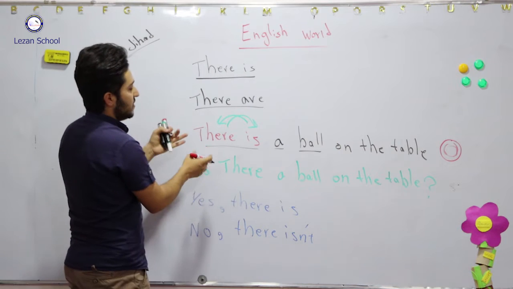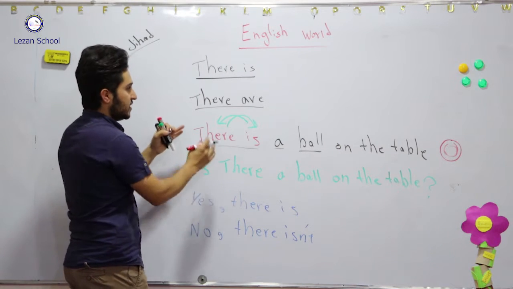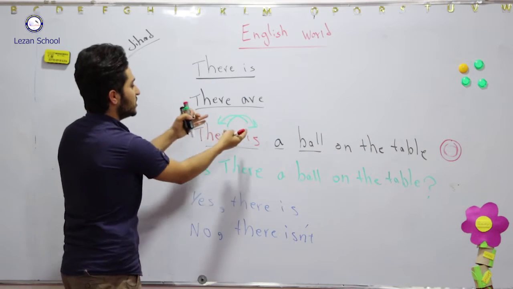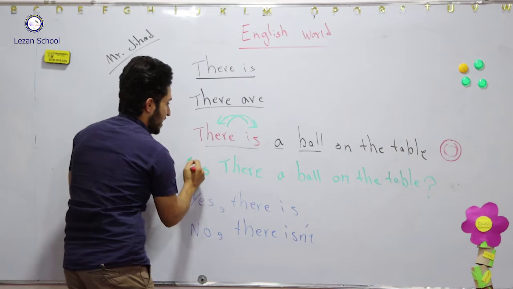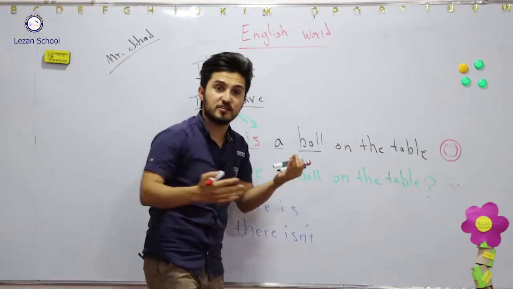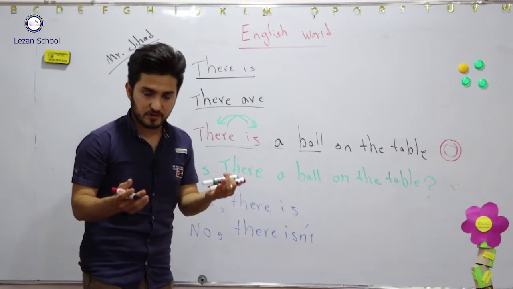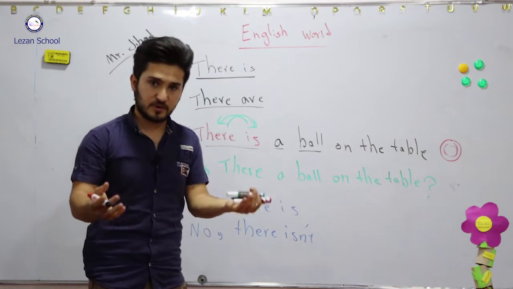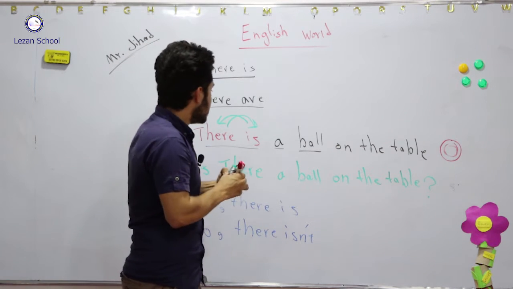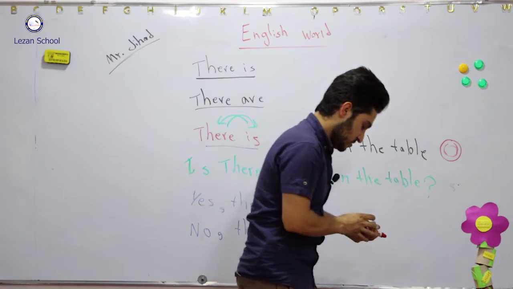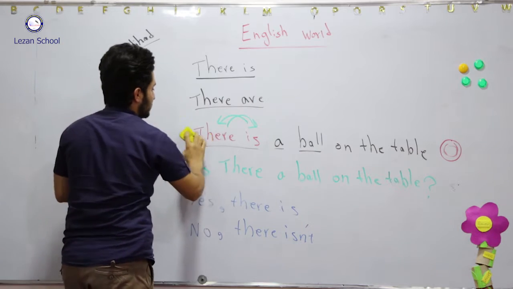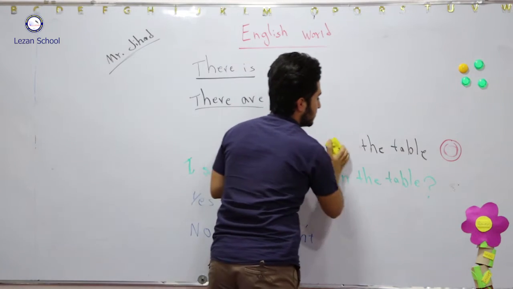Look at how we can make a question form. There is a ball on the table. How can we change it to a question? Only switch their places. Is there a ball on the table? Yes, there is. How can we answer? Yes, there is. No, there isn't. Short answer. It was singular. Now I'm going to explain there are.